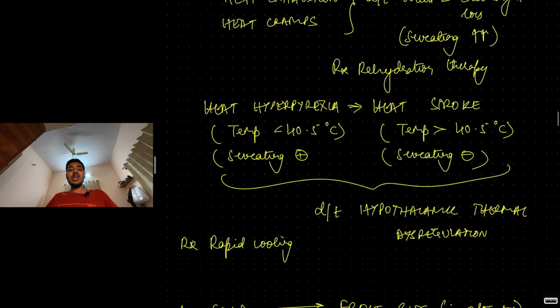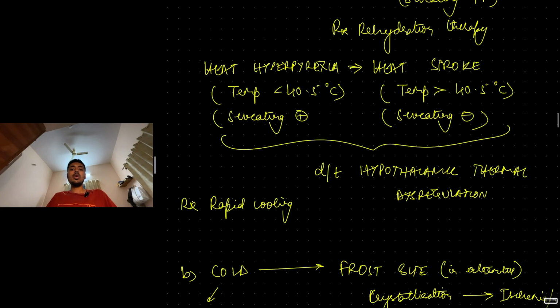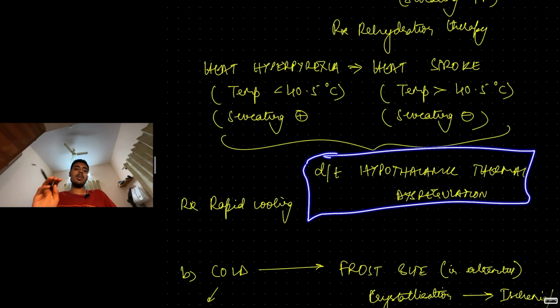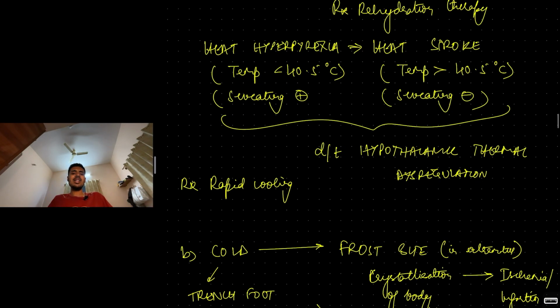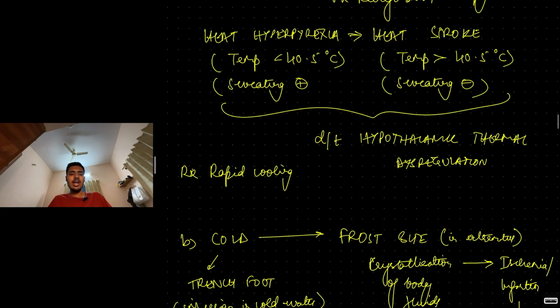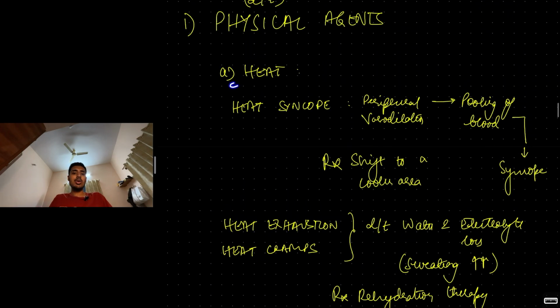Then you have certain serious conditions which are due to hypothalamic thermal dysregulation. Normally the hypothalamus maintains our body temperature, but here it is dysregulated. So you can have heat hyperpyrexia and heat stroke. Heat stroke is the ultimate emergency. It is the worst case scenario where temperature is more than 40.5 degrees Celsius and sweating is absent. In heat hyperpyrexia, sweating is present and temperature is below 40.5 degrees Celsius. And here the treatment is rapid cooling. Don't go for any rehydration and all. You have to rapidly bring the body temperature back to normal. This is due to heat exposure during the occupation.